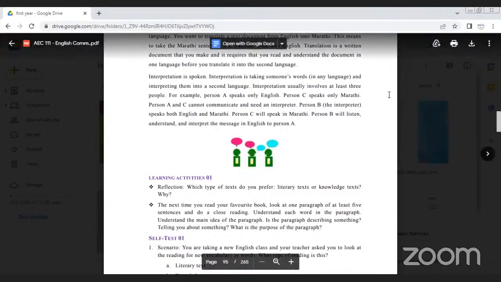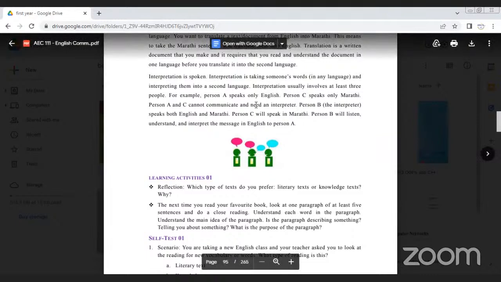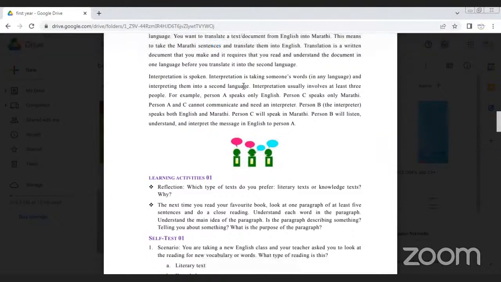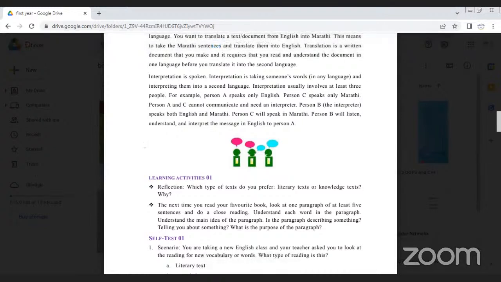For example, person A speaks only English, and person C speaks only Marathi. Then person A and C cannot communicate and need an interpreter, because person A only knows the English language and person C knows only the Marathi language. That's why person A and person C cannot communicate and need an interpreter.